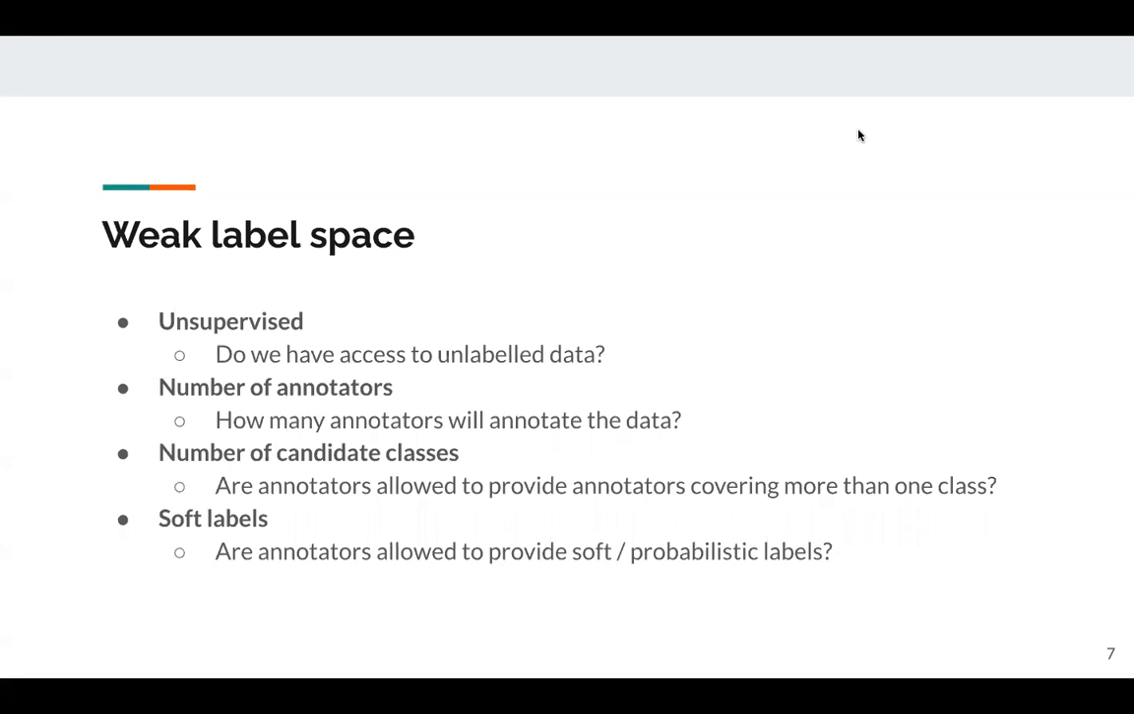And also, we might not be able to assume that the annotators have similar behavior. The third one is about the number of candidate classes annotators can provide. For example, in the case of difficult instance, do we allow the annotators to provide more than 1 guess? Lastly, there is a distinction between binary labels, also called hard labels, and soft labels, where the annotator does not necessarily make an absolute choice between classes, but can rather provide a distribution across the classes.